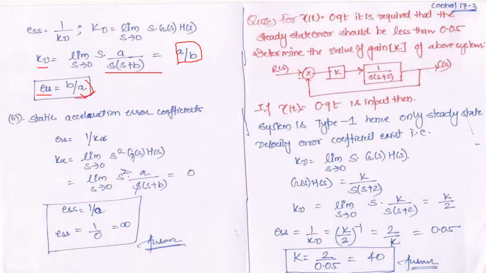So this much error you will get when you are applying the unit ramp input to the given type 1 system. Okay, there is always a finite error. It cannot follow exactly the same as the input is moving.